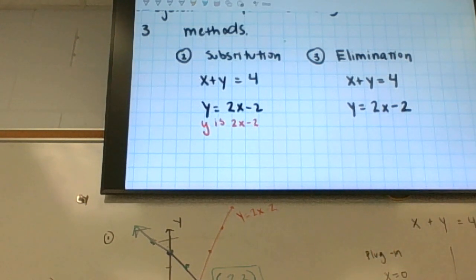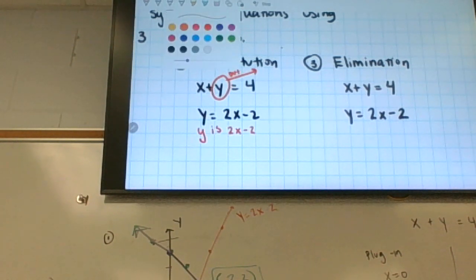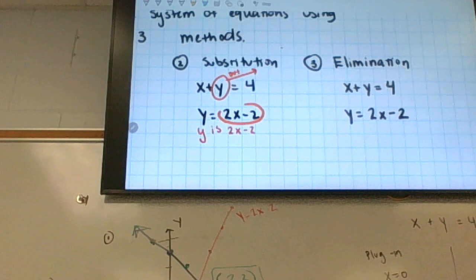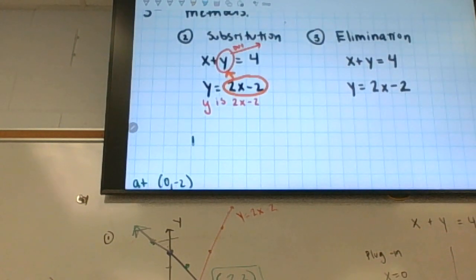So what I'm going to do is substitute that in. I'm going to kick this y out, and I'm going to put this whole expression in. That's a substitution. It's a whole expression substitution. So the new equation would be x plus 2x minus 2 equals 4. That's what a substitution is.